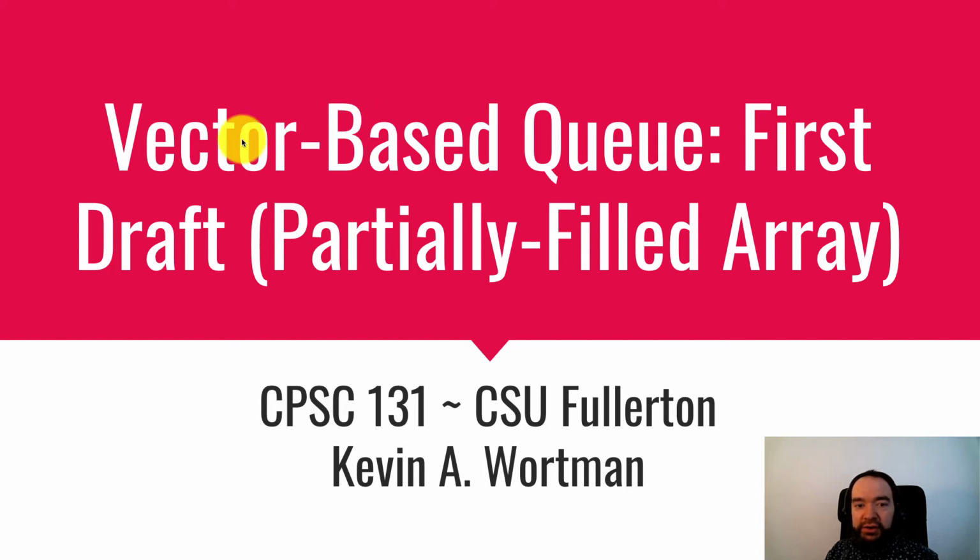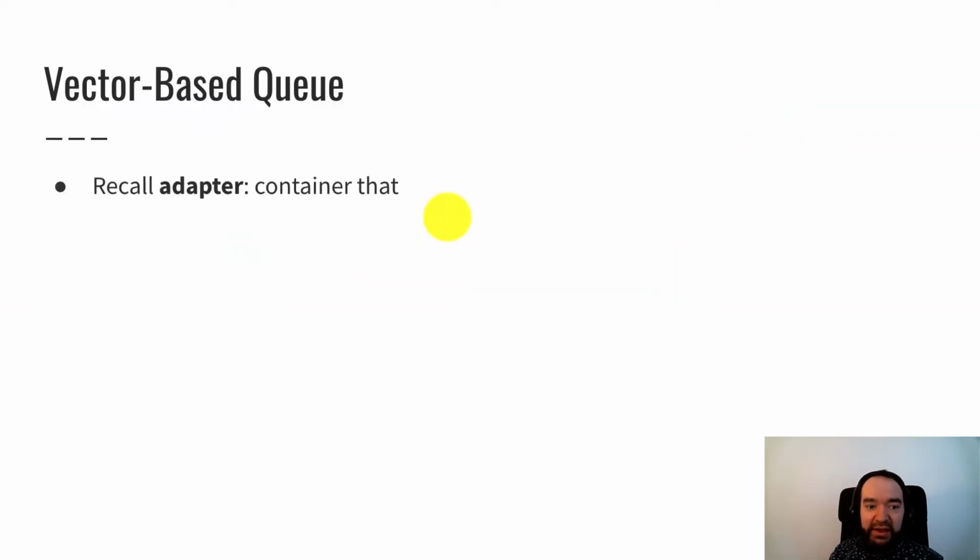Hi, this video covers our first attempt at a vector-based queue. As we'll see, the vector-based queue turns out to be kind of complicated, and we're going to build up to that in stages. We're going to go through 3 drafts, and you'll see why that is in a moment.